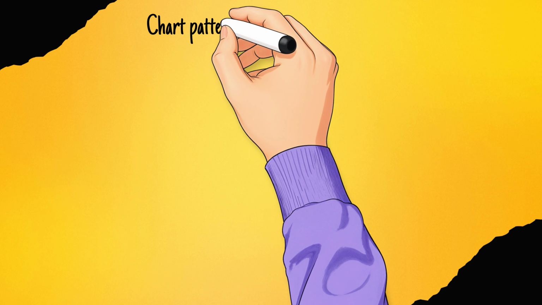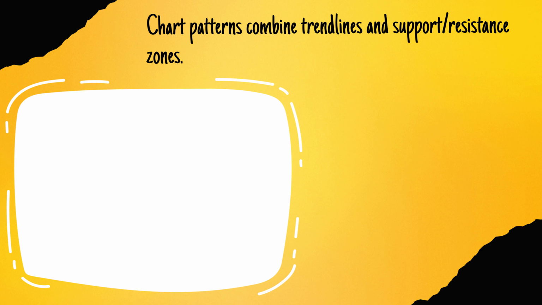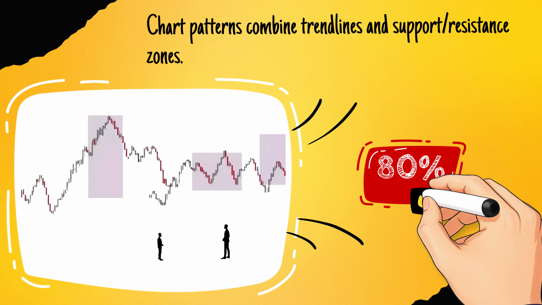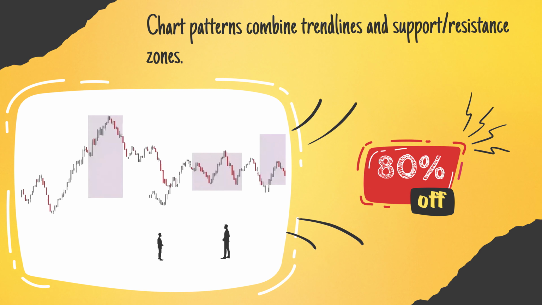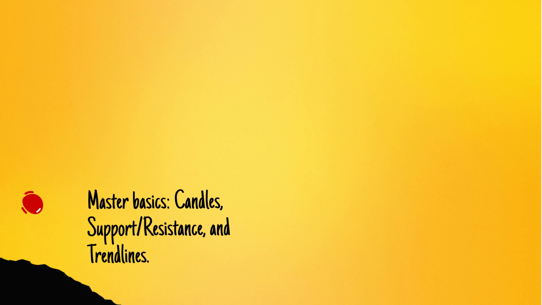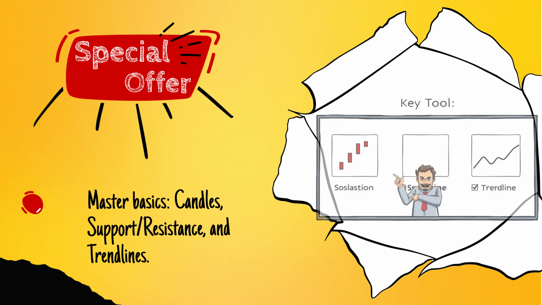Chart patterns themselves are simply structures bounded by these trend lines and support resistance zones. They consolidate the battle between buyers and sellers into a concise picture. Mastering these 3 basics, candles, support resistance, and trend lines, will allow you to clearly identify and trade the complex patterns we cover next in the playlist.